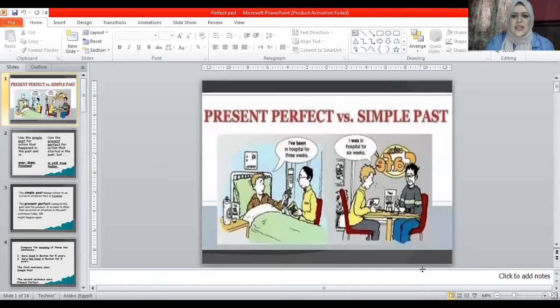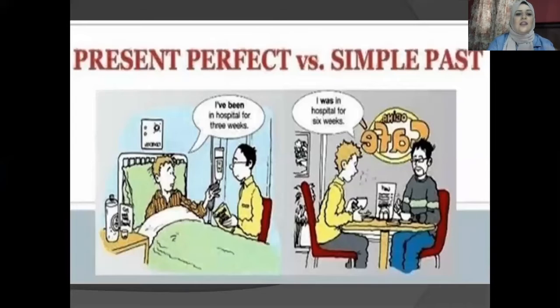Some of you will tell me that both tenses are used to talk about the past, but actually it's not. Why? What is the difference? Let's look at our screen now. Look at both pictures here. What can you see? The first picture, there's someone in the hospital, and here is another visitor. He says, I have been in hospital for 3 weeks. Is he out now or is he still in hospital? Yeah, we can see that he's still in hospital.